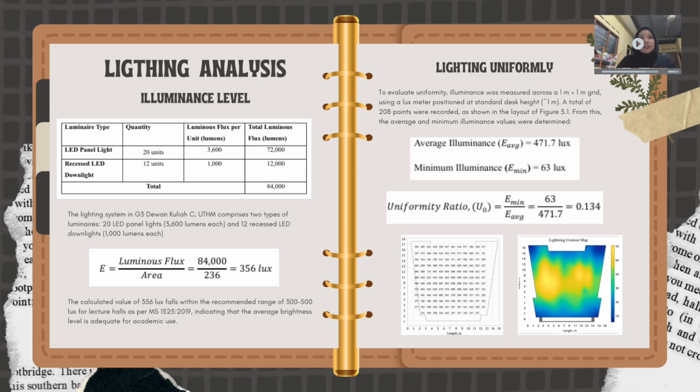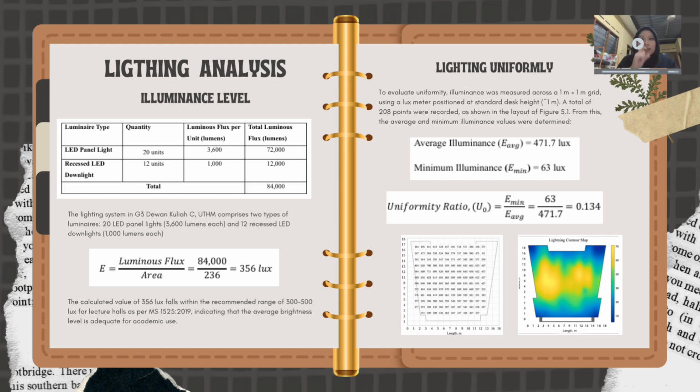For the lighting analysis, the first one is illuminance level. The illuminant type is LED panel light. The quantity is 20 units, the luminous flux per unit is 3,600, and the total luminous flux is 72,000. For the recessed LED downlight, there are 12 units, and the luminous flux per unit is 1,000, so the total is 12,000.